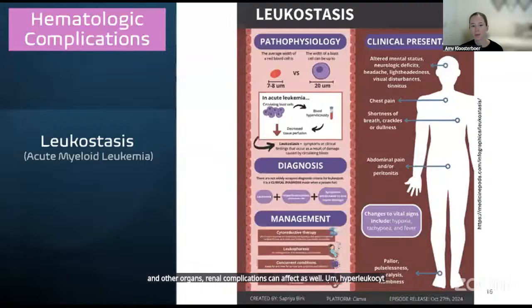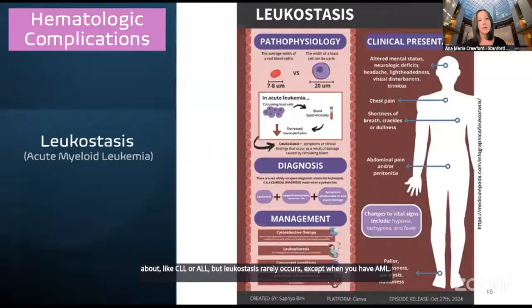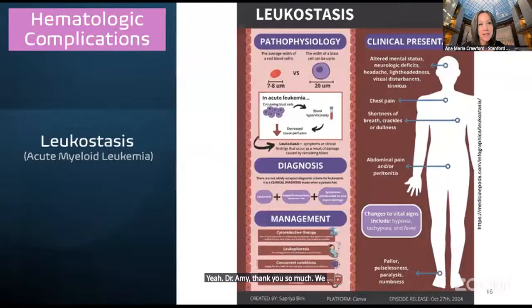Hyperleukocytosis can occur with AML and other hematologic malignancies, like I talked about, like CLL or ALL, but leukostasis rarely occurs except when you have AML. Yeah. Dr. Amy, thank you so much. We really appreciate this. I'm going to ask you to speak just a little bit more slowly.